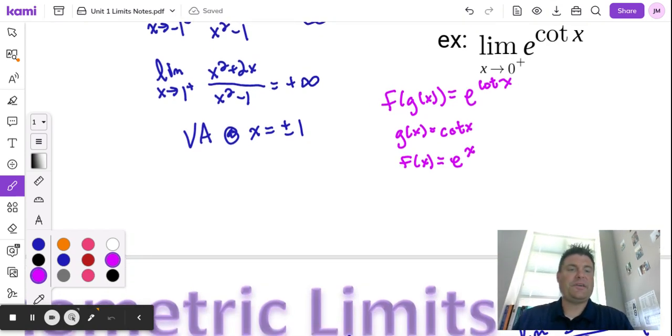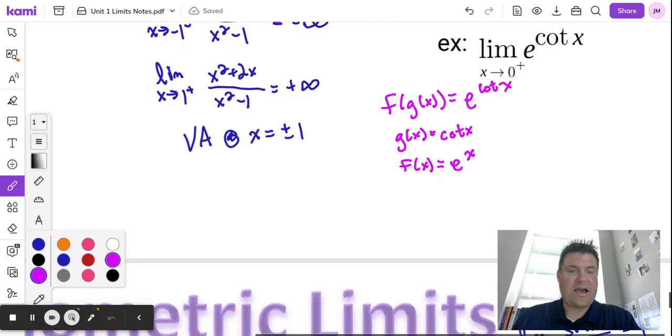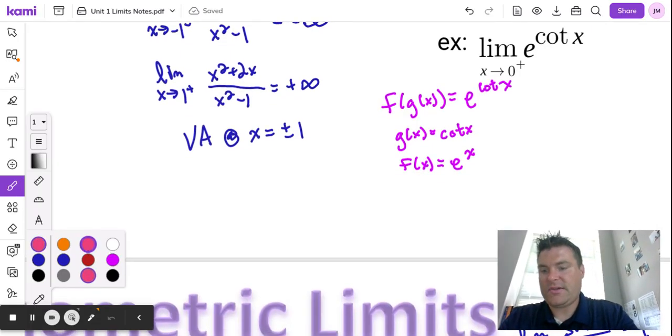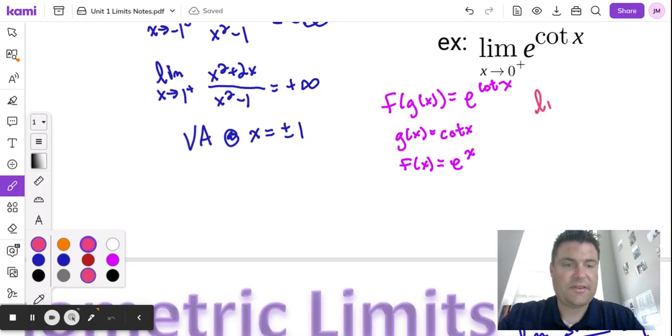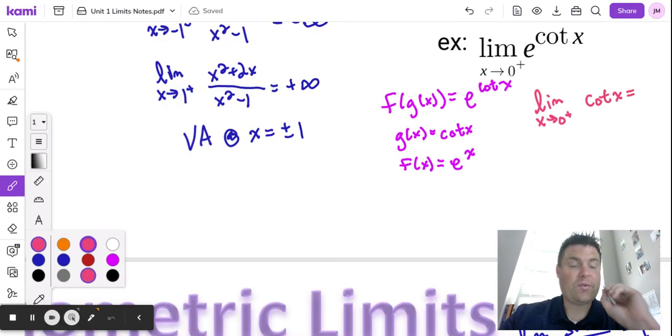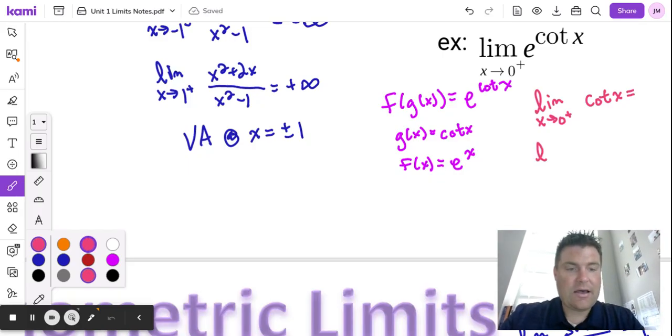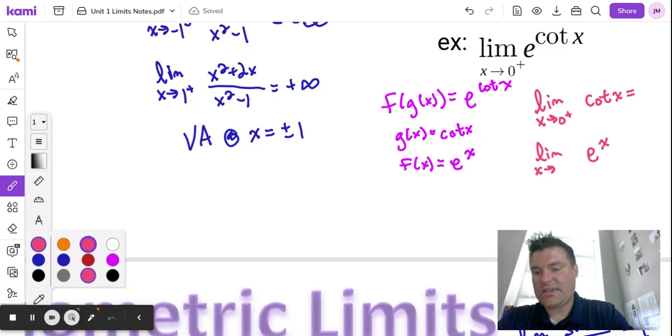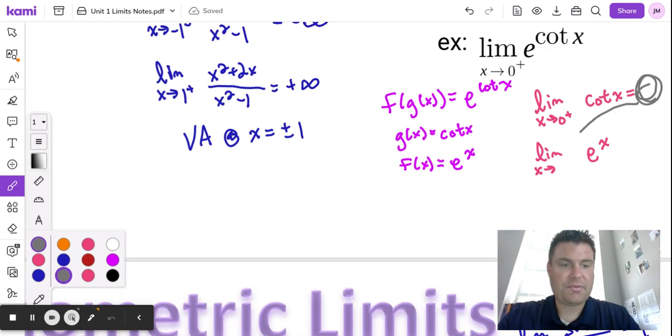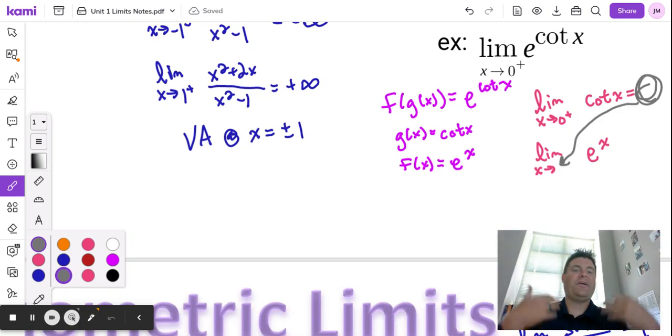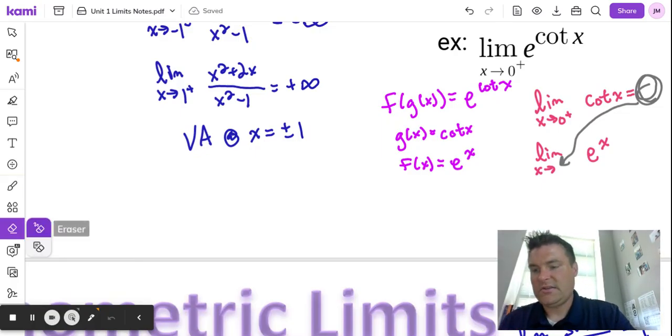That's going to help us out a lot here, because since this is a weird one, so I first want to, kind of going in my order of operations here, I want to find out the limit of the inner one first. So what's going on at cotangent of x? And then once I find that out, I'm going to find the limit as x approaches that answer of e to the x. So pretty much whatever I get here I'm going to plug into here as a composition, and then that will give me my final answer. So that's what I want to happen here.